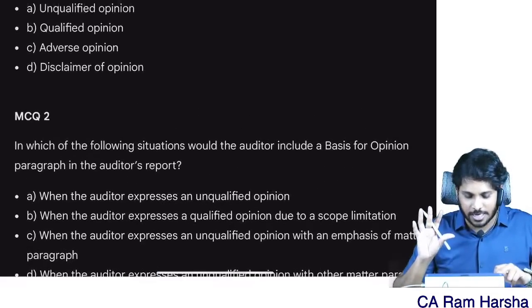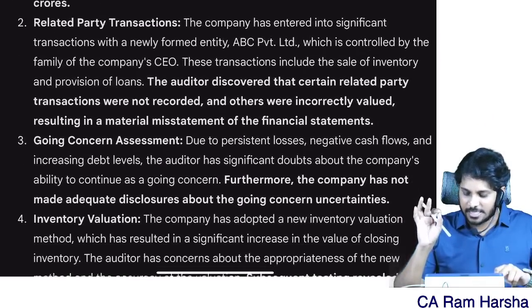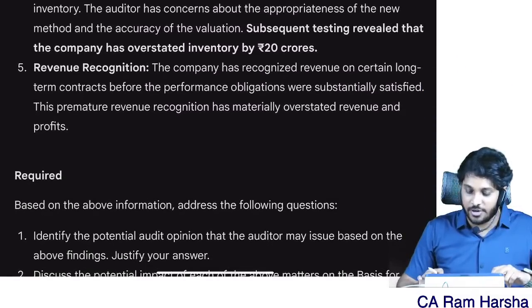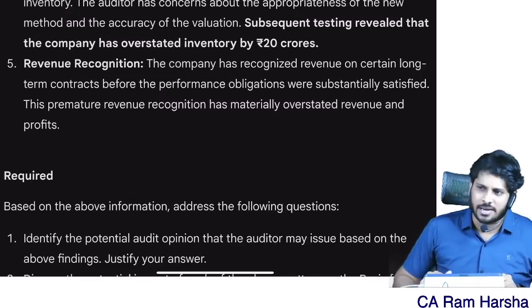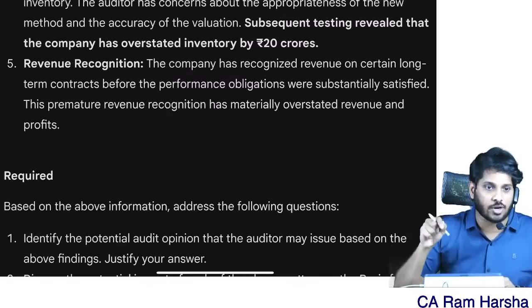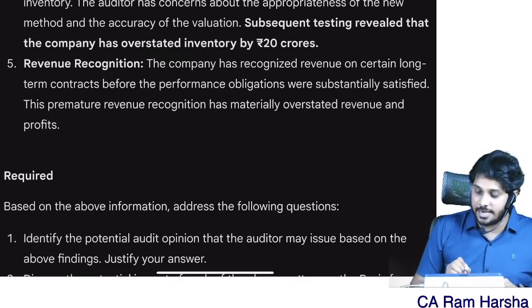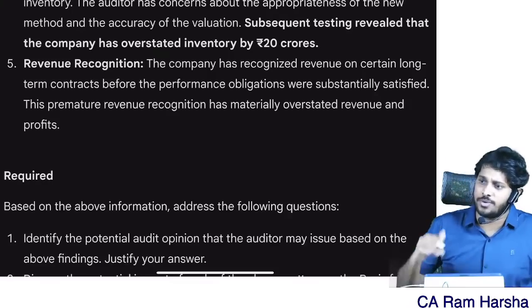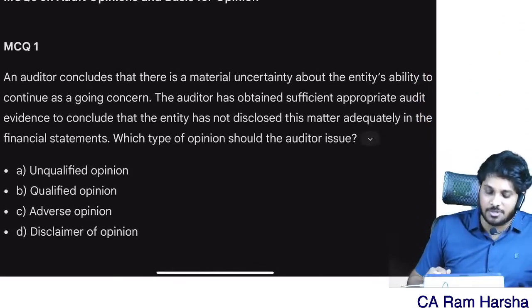You see how beautiful the case study is? Even the case study is very good. Related party transactions, they were not correctly valued, they are not correctly disclosed. Going concern, some issue is there. Inventory valuation is there. Revenue recognition, the company recognized revenue on certain long-term contracts before the performance obligations were satisfied. Only when you satisfy the obligation can you recognize revenue. So revenue recognition was wrong. It's a material misstatement. This premature revenue recognition has materially overstated the revenue and profits, because you are recognizing the revenue in an advanced stage. It is overstating the performance. This is a material misstatement, right? Now, in that context, it gives some MCQs.